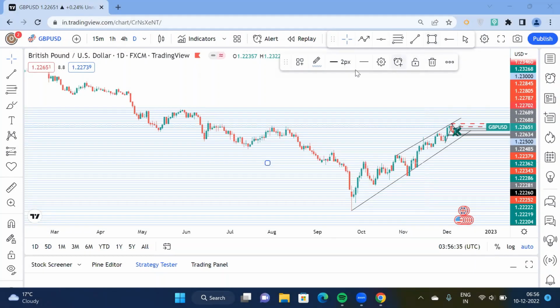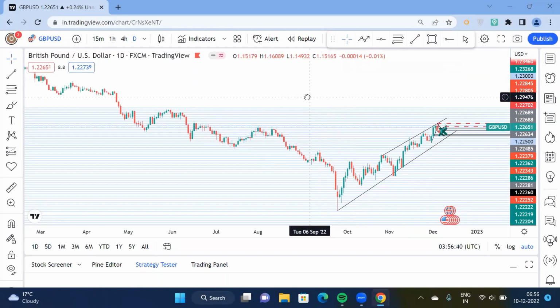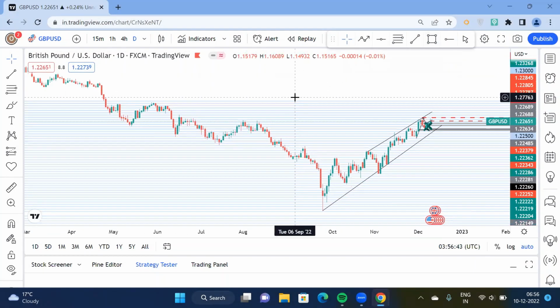Good morning, everyone. This is our weekly GBPUSD trade analysis. So we broke down the trades which we took last week.